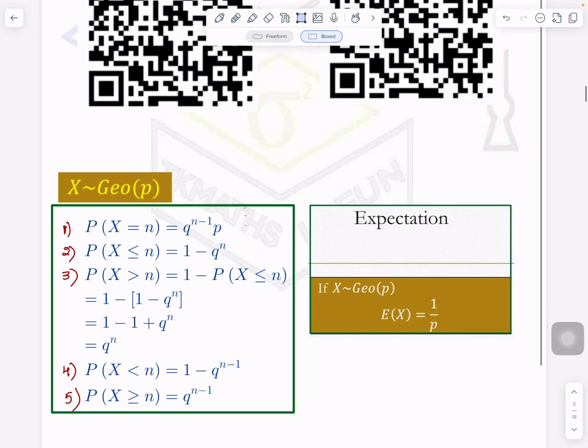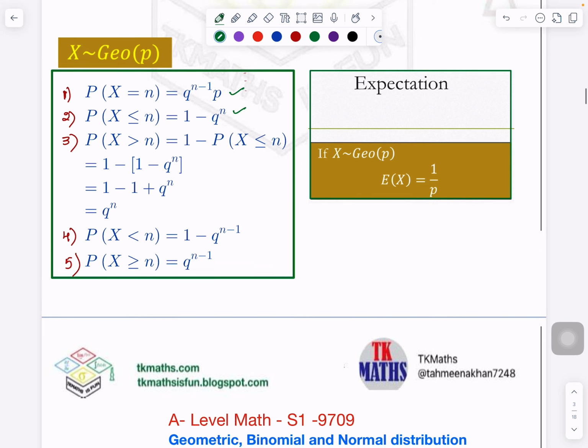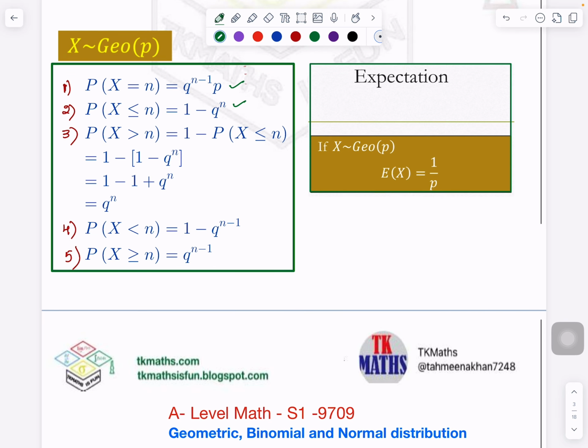So in geometric distribution, we have seen these rules and expectation. In MF19, you will be given only these two formulae. The rest you have to remember or you need to understand how to derive from them. So the concept I have already explained in video 1. You can watch it in the link given in the description below or scan the code.